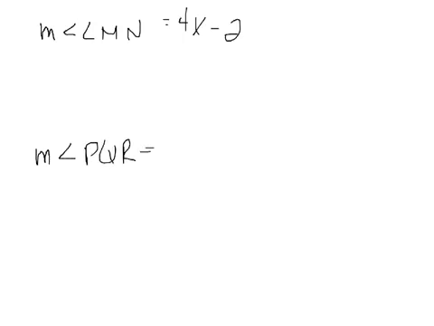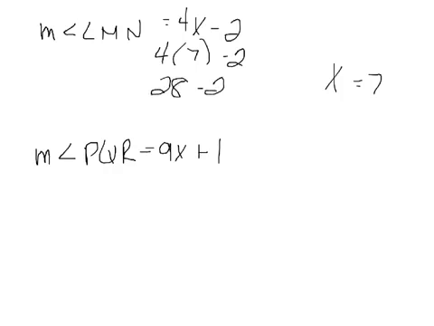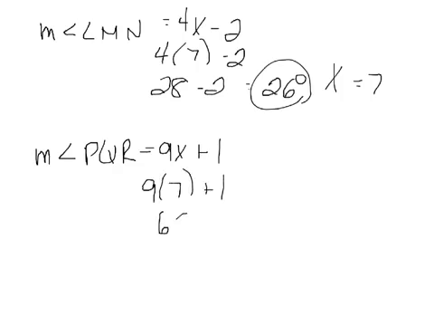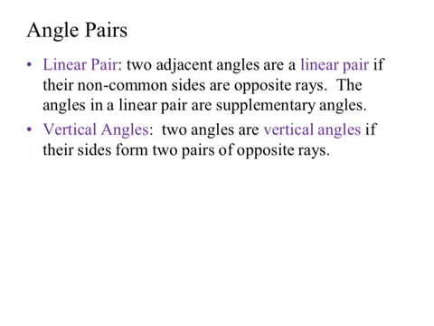Okay, the equations, I have the measure of angle LMN is 4x minus 2, and the measure of angle PQR is 9x plus 1, and we had x equals 7. So substitute. 4 times 7 minus 2. Okay, 26 degrees. 9 times 7 plus 1. Cool. One more page. Angle, oh, actually that's it.